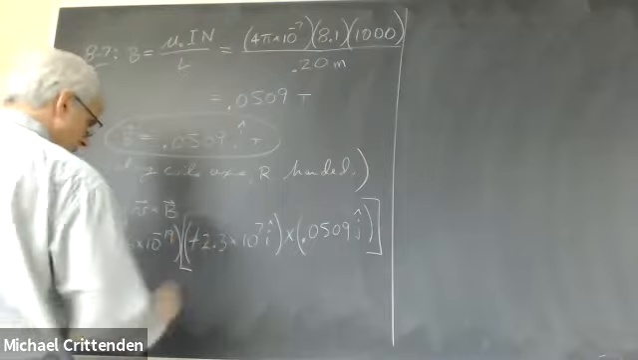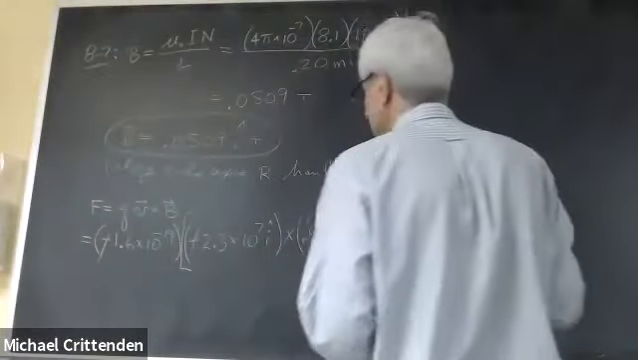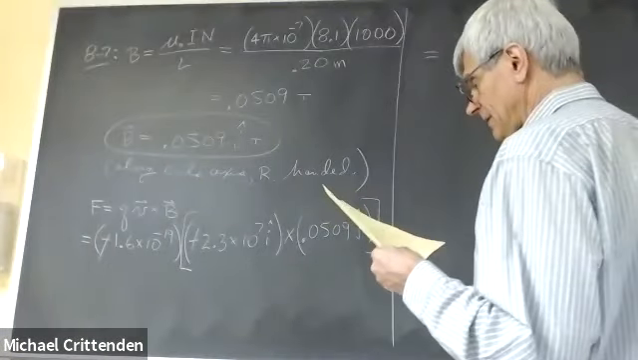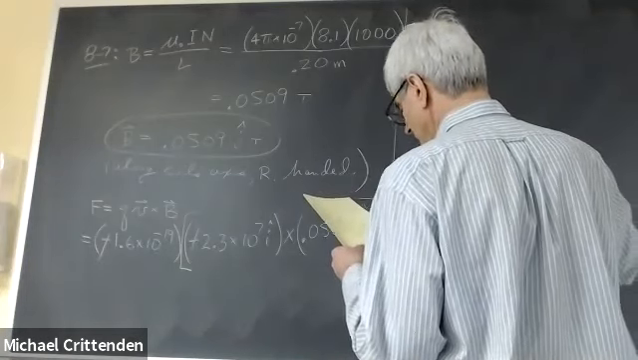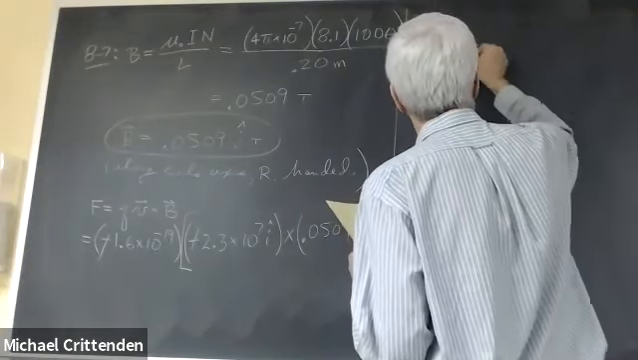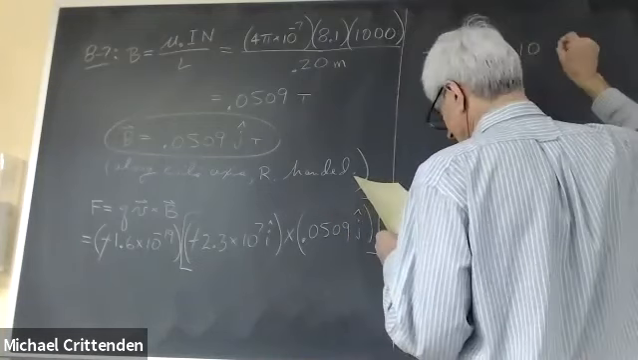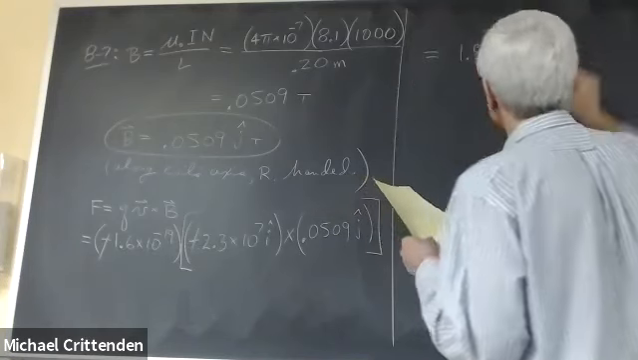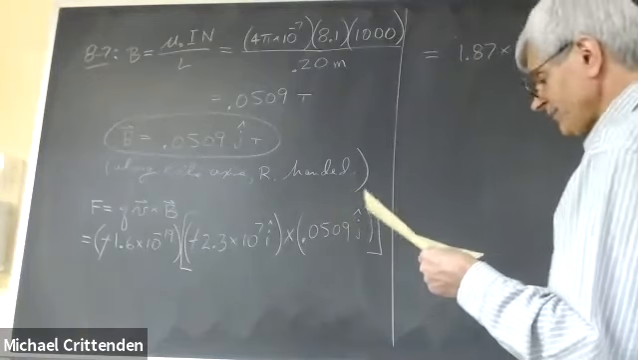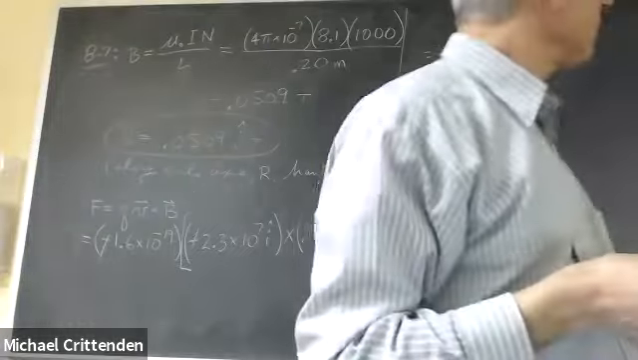Minus cancels minus. We multiply the numbers, and those three numbers multiply out to 1.87 times 10 to the negative 13 newtons. As for the direction, well, I still got my little circle drawn back over here.